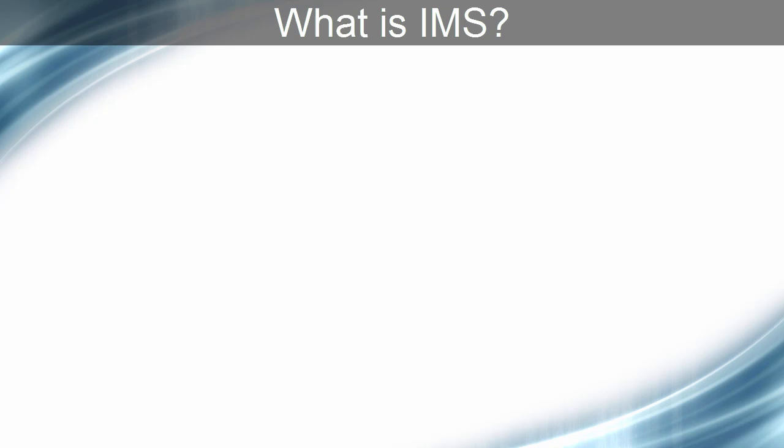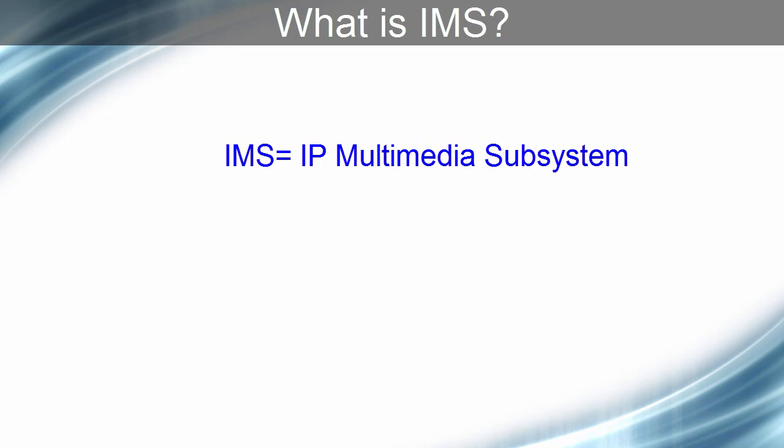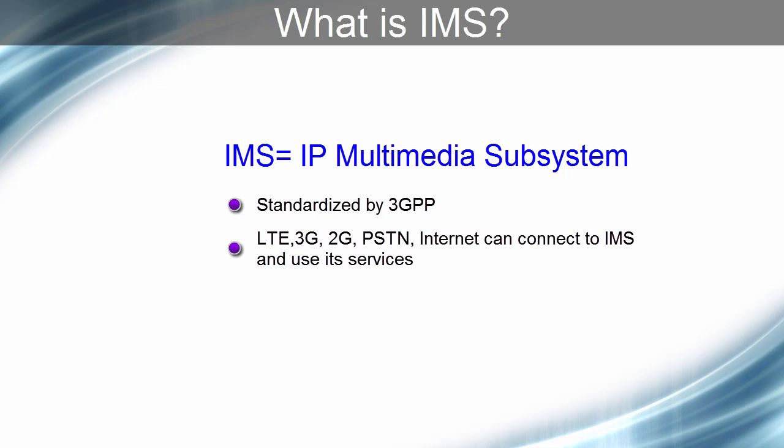What is IMS? IMS means IP Multimedia Subsystem. IMS is a framework or architecture that comprises many technologies. Its biggest advantage is that it is standardized by 3GPP, so any other standardized network such as LTE, 3G, 2G, PSTN, Internet can connect to IMS and use its services.